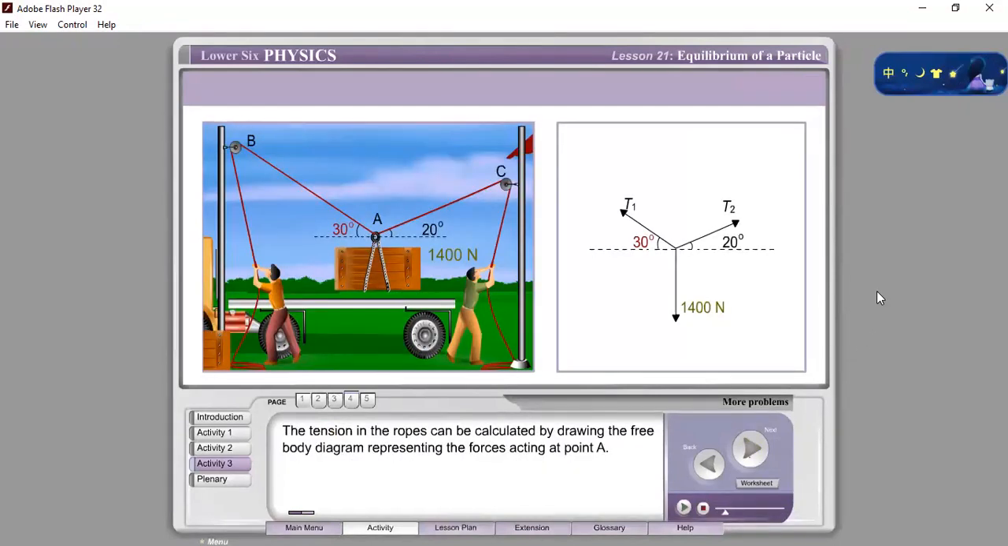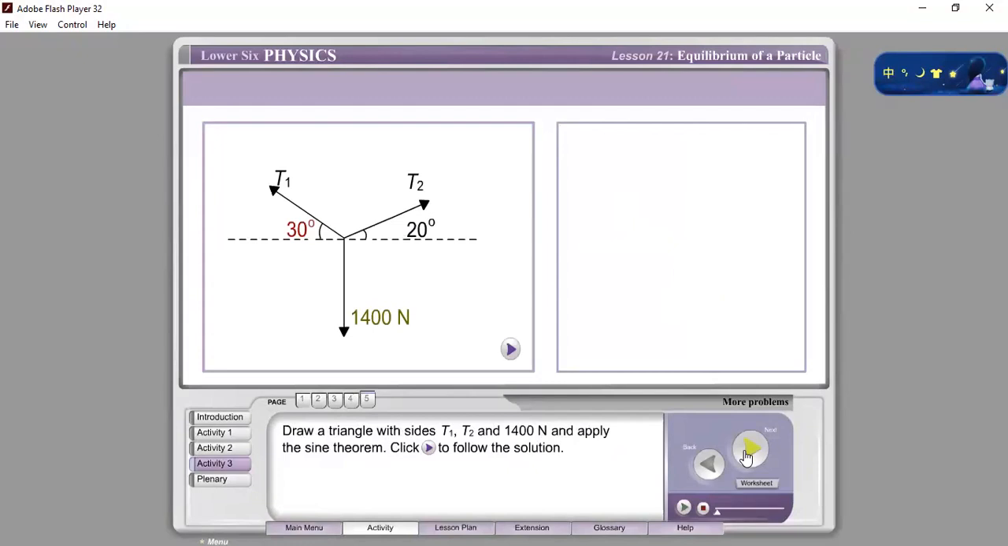The tension in the ropes can be calculated by drawing the free body diagram representing the forces acting at point A. Draw a triangle with sides T1, T2 and 1,400 Newton and apply the sine theorem. Click Continue to follow the solution.